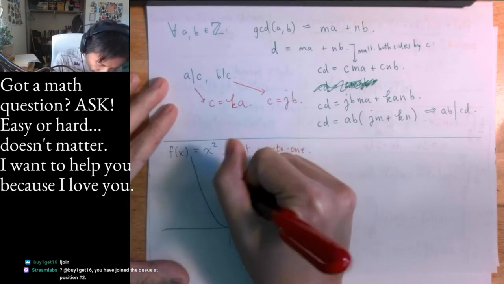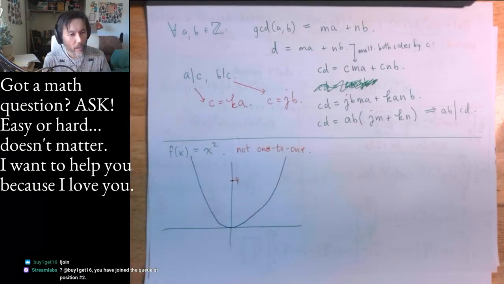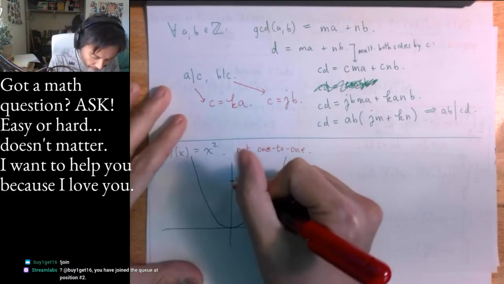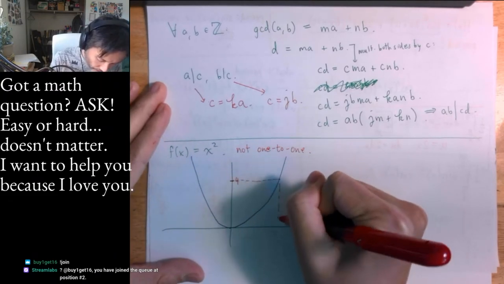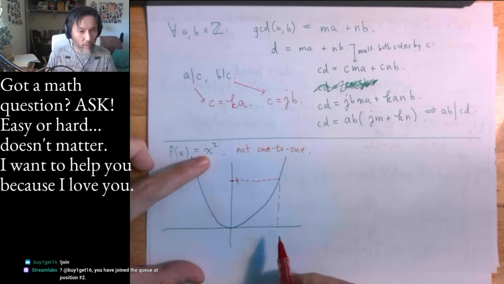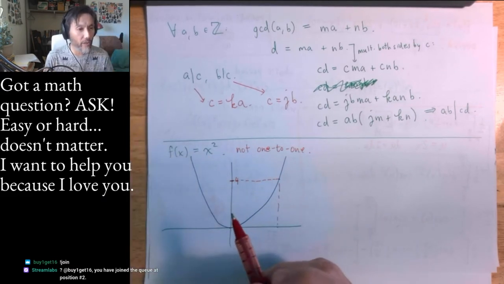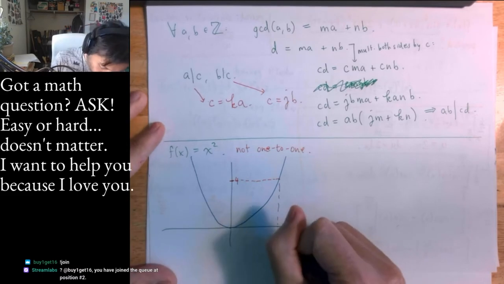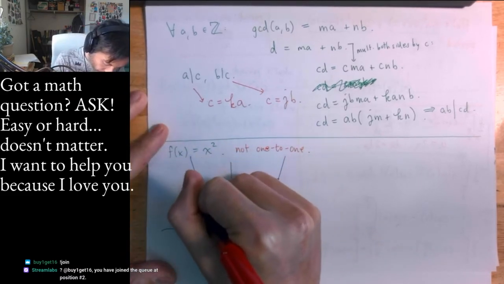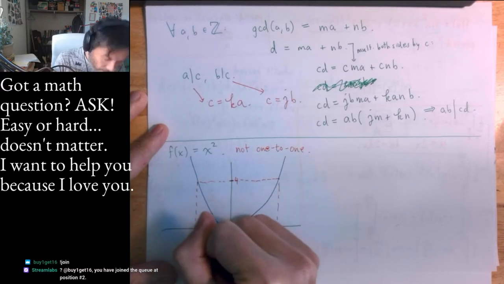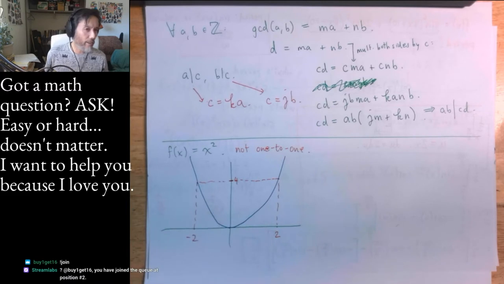If we pick a particular value of y, like let's say 4, then what we know is that there are in fact not just one value of x which, when plugged into f, would give 4, but rather there are two such values. There's 2, of course, but then there's the other one. Negative 2. Either of these, when squared, gives you 4.